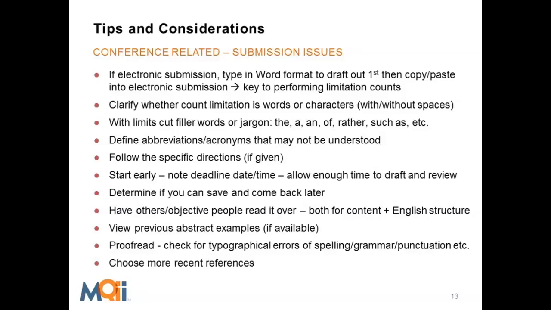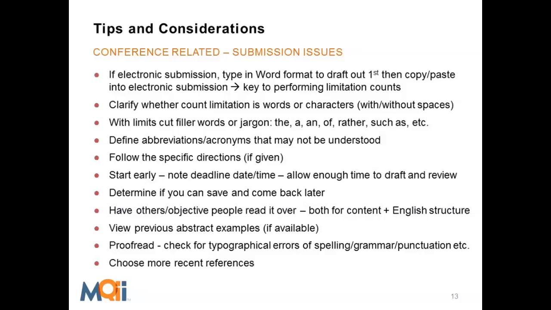Make sure that you define abbreviations or acronyms the first time, because many times those that are reading as judges may not understand. Follow directions, specifically if they give directions, make sure you are sticking to that. Sometimes abstracts can be disregarded right off the bat if you didn't clearly follow what their directions were. Start early, knowing that in many cases there are deadline dates. I've given myself enough lead time and done my initial draft. I go back several days later, read over it many times. It's also helpful to pull other people in, people that understand the project for content, but then people that weren't involved in the project, or just completely objective people that are great at editing that can read for English structure.